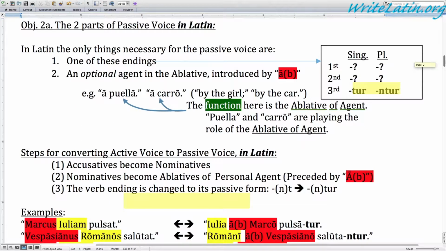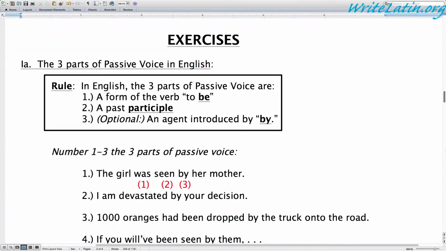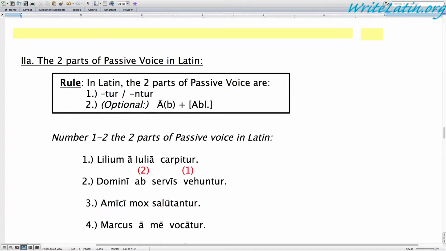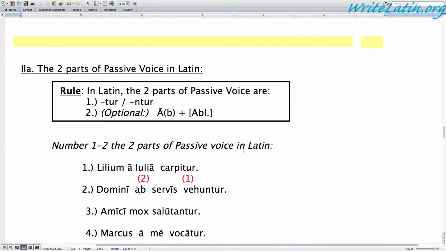Okay, let's get good at identifying these two parts of passive voice. So we'll go down and do some exercises. If you forgot the two parts, they're in the box there. I've done number 1 for you. I marked the passive verb with a 1 because that was the first requirement, and I marked the ablative of personal agent with a 2 because that's the second requirement. Why don't you try 2 through 4, stop the video, and I will put up the answers.